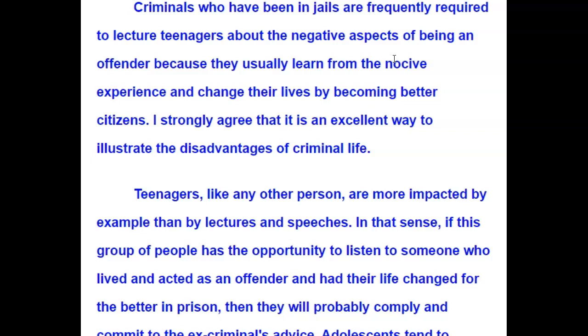I want to read it one more time. Criminals who have been in jail are frequently required to lecture teenagers about the negative aspects of being an offender because they usually learn from the something experience and change their lives by becoming better citizens. It's rather long. You've got a lot of information in that one sentence. So, a good idea is to potentially break this down into 2 smaller sentences so that they're more manageable.